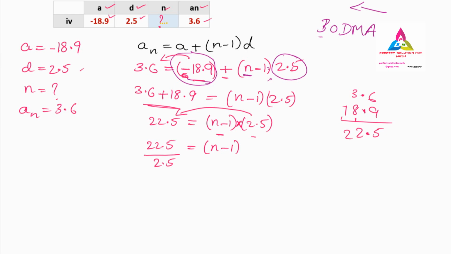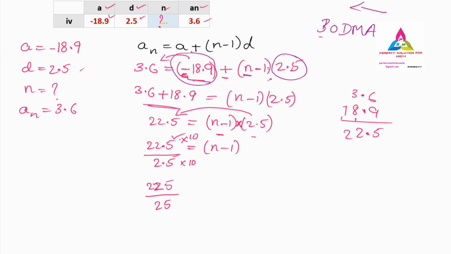But here one thing you can remember: after the dot, how many digits do we have? One. So upside also we will multiply by 10, then 22.5 into 10 is 225, divided by 2.5, which can be written as 25, because here you have multiplied by 10, on the denominator also multiplied by 10, so it became 225 divided by 25. Now it is an easy calculation.